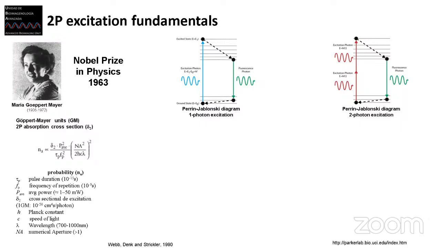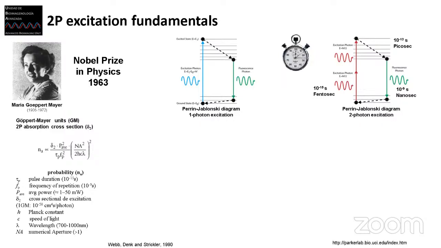And if we think about the Perrin-Jablonski diagram, when we excite a fluorescent molecule with 400 nanometers, we will move our electron from the ground state to the excited state. After some excited state conversion, it will fluoresce. And the key to understand how this is possible is that two photons of 800 nanometers, so half of the energy, can excite the same electron and do the same cycle.